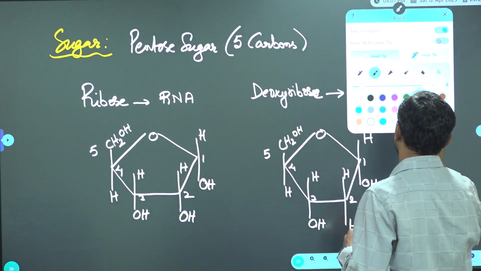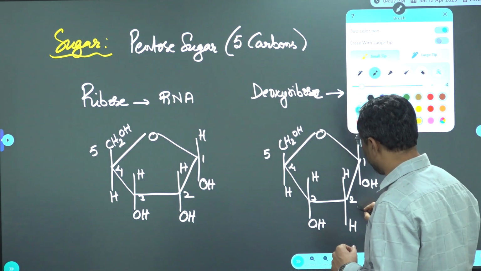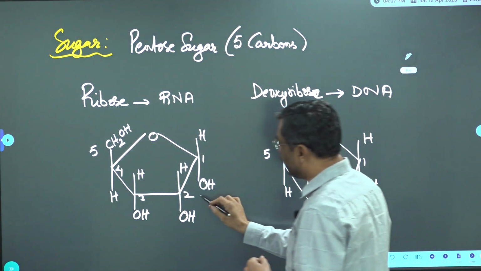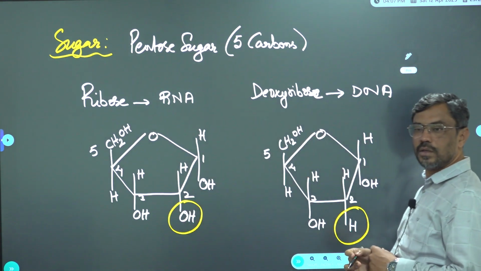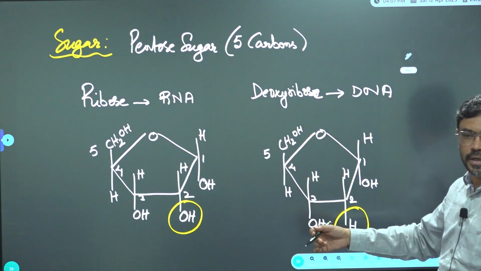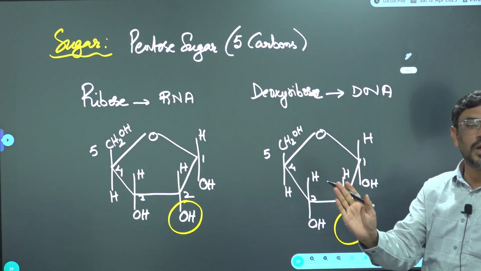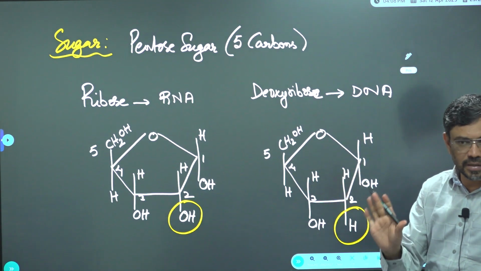In deoxyribose sugar, here in the second position, oxygen is less. In ribose, at the second position, an OH, a hydroxyl group, is present. Here one oxygen is less. Deoxy means removal of oxygen. That is the difference that you have to remember.